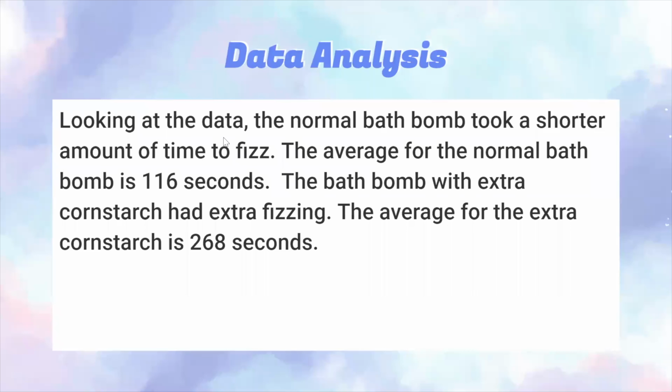Looking at the data, the normal bath bomb took a shorter amount of time to fizz. The average for the normal bath bomb is 106 seconds. The bath bomb with extra cornstarch has extra fizzing. The average for the extra cornstarch is 268 seconds.